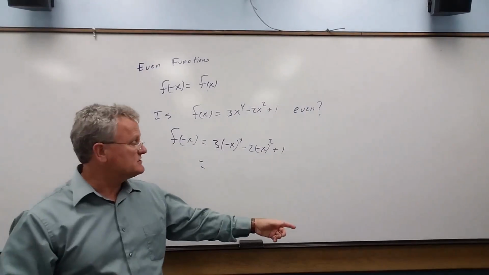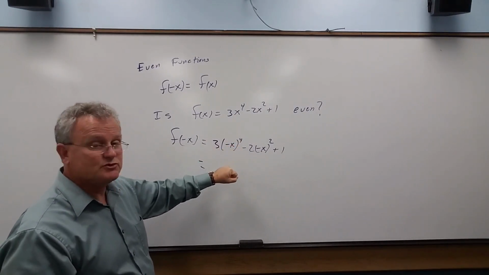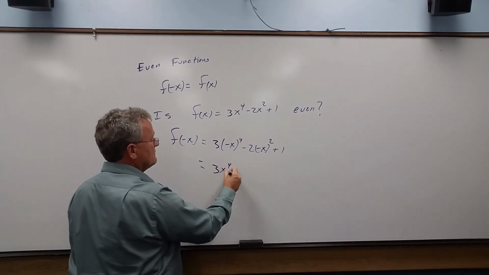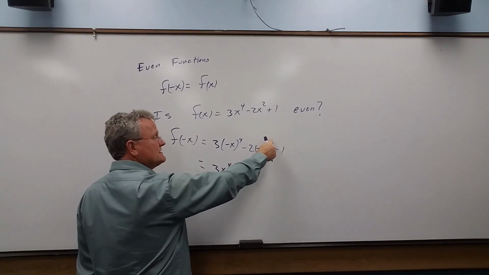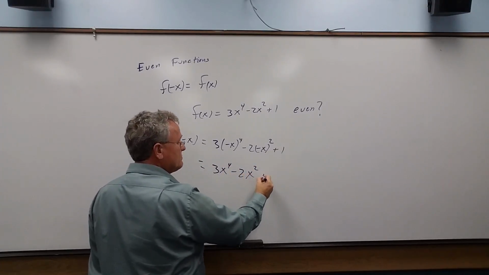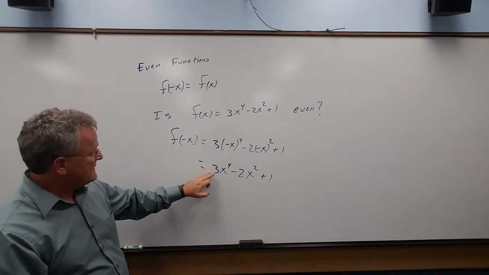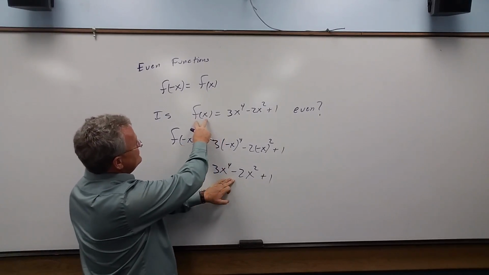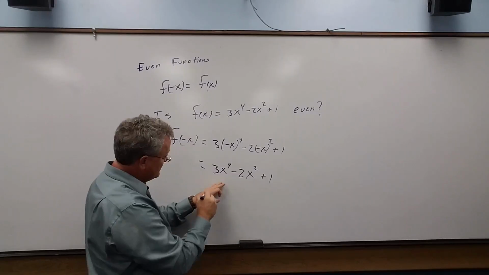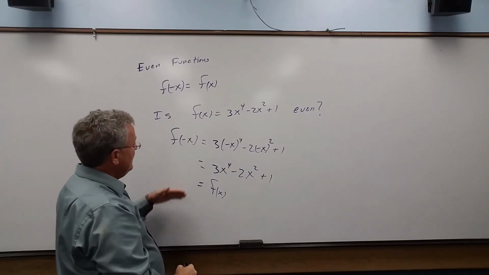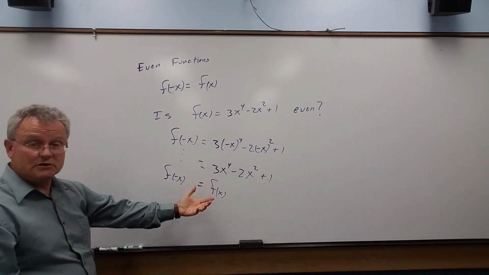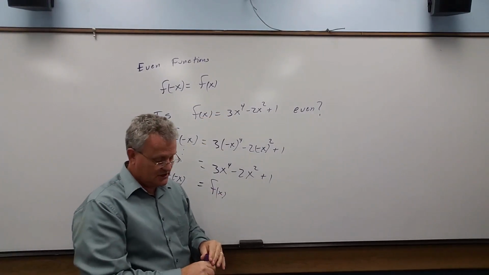Well, we learned back in the rules of exponents, negative 1 to the 4th is 1, times x to the 4th is x to the 4th. So this is just 3x to the 4th. Similarly, when negative 1 is squared, it becomes positive, and this is just 2x squared, and we get plus 1. f of negative x is equal to this. This right here is f of x. f of x is 3x to the 4th minus 2x squared plus 1. So we showed that f of negative x is equal to f of x. Therefore, this is an even function.